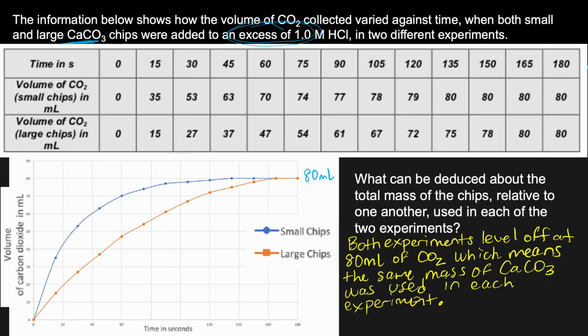The key difference in this graph here is how fast the CO2 was produced. The smaller chips are going to reach that 80 milliliters a lot sooner because they have more surface area, which causes more collisions per second.